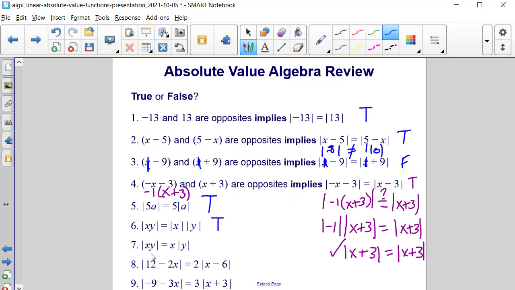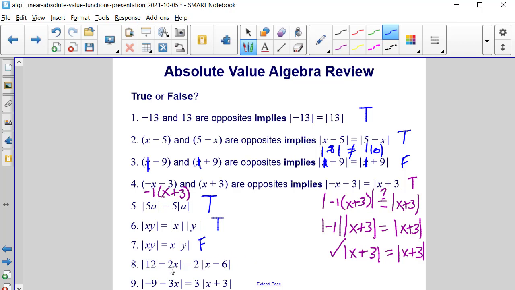So now let's look at 7. The absolute value of the quantity x times y is equal to just x times the absolute value of y. Well, this one's false. What if x was negative 1? Then you'd have the absolute value of negative 1 times y. That would just be the absolute value of y as a result there. But then if x was negative 1, you would have this negative outside, making it a false statement. So that is why number 7 is false.